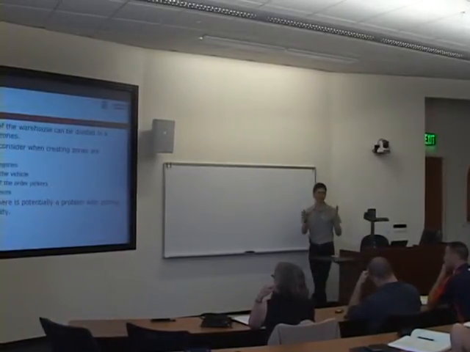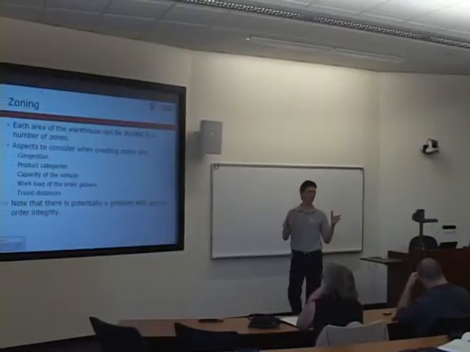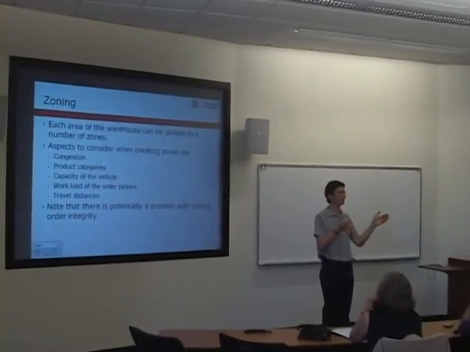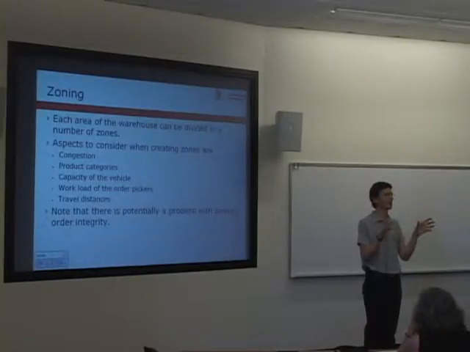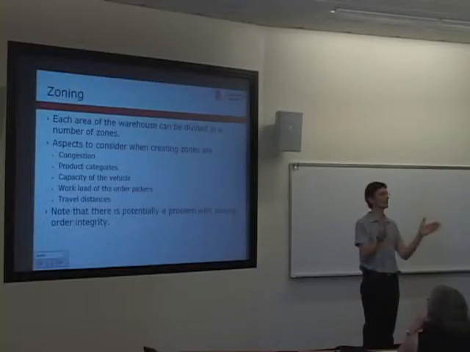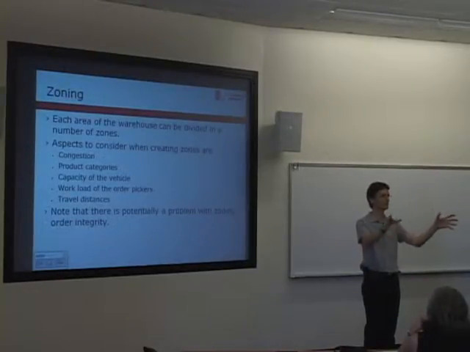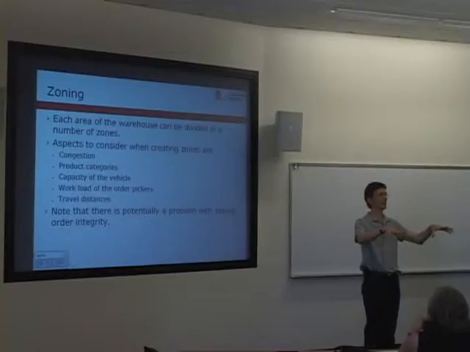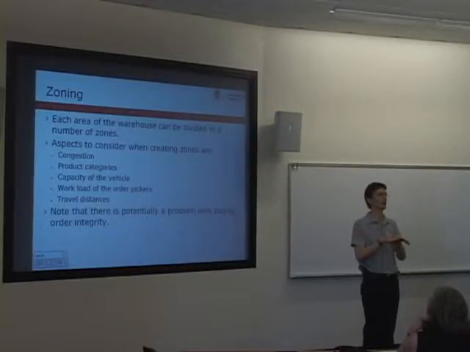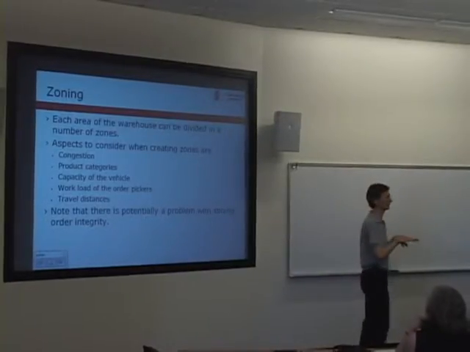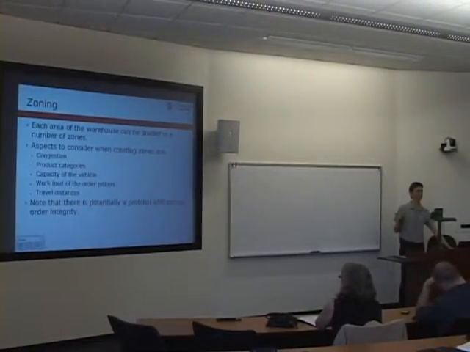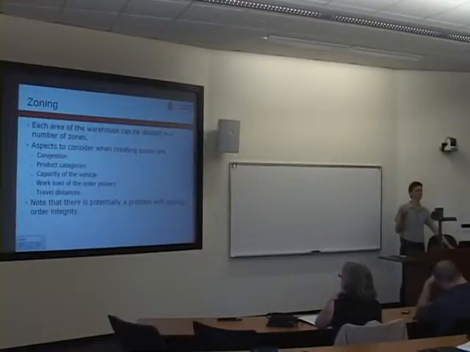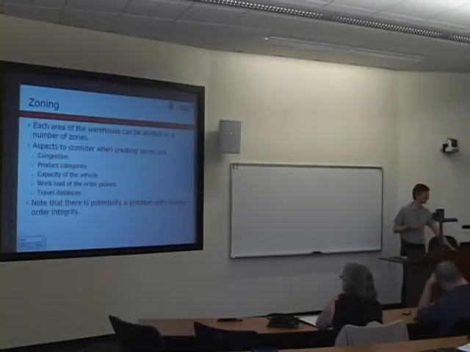Big issue when you have zones. So you split up your area into separate pieces, and you assign order pickers to each of those pieces, so you have to somehow first split up consumer orders into the different zones, and then afterwards you have to bring it all back. I have some pictures about that later in a different context. So order integrity is a very big issue, getting the consumer order back together before you ship it.